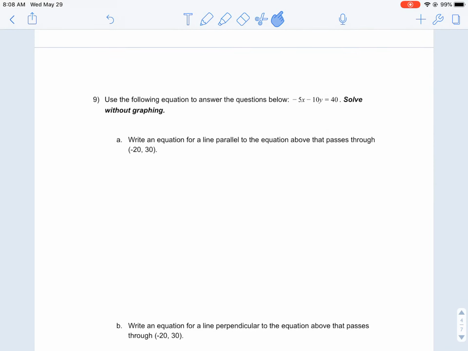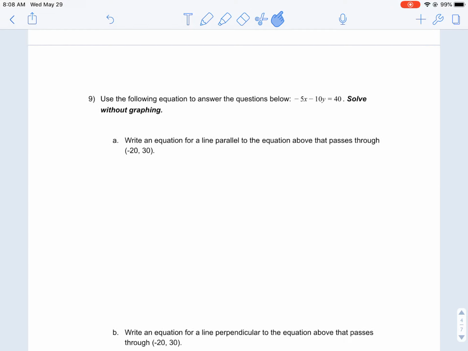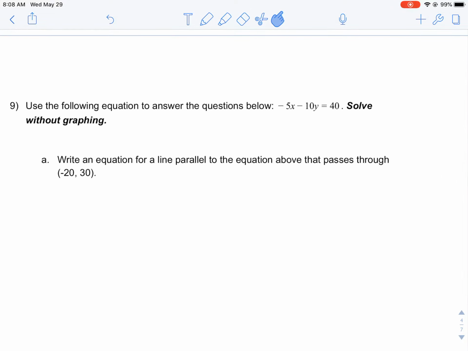I've noticed a few people struggled with this question, so I want to take a few minutes to go over it. Now, we're asked to take this equation, and we're supposed to solve these questions without graphing. So my first part here for A, I have to write an equation for a line that is parallel to the equation, and it passes through these points. Now, what I know about parallel lines is they have the same slope.